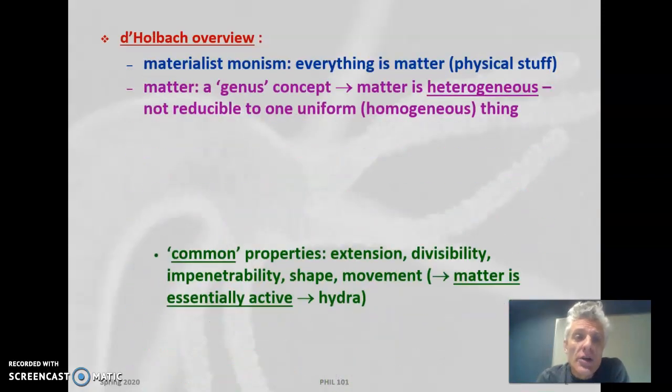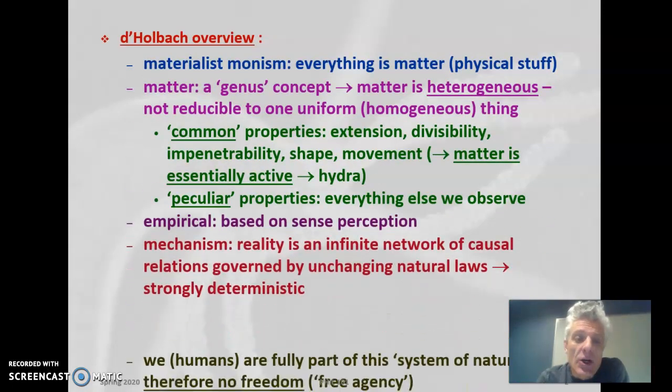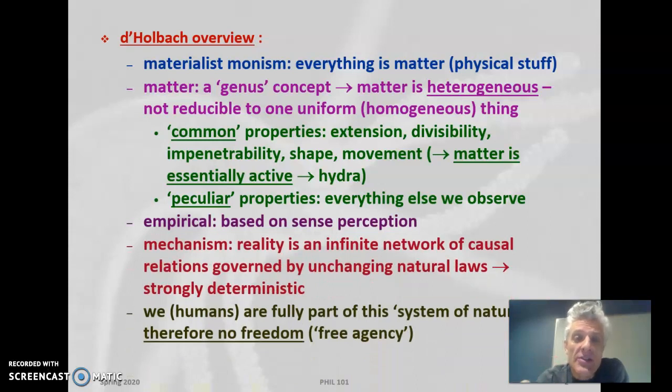When you turn to D'Holbach, remember he's the materialist, right? A monist, so he's against dualism. Everything is matter. There's 2 main things he's saying about it, that it is active and that it is heterogeneous. So here I'm just saying about the heterogeneity point, right? There are common properties. All matter has something in common. That's why it's all matter. But it's a genus, remember. It's not one specific thing. It's more like a family. All the individual members of that family, so to speak, have their own particular or peculiar properties, right?